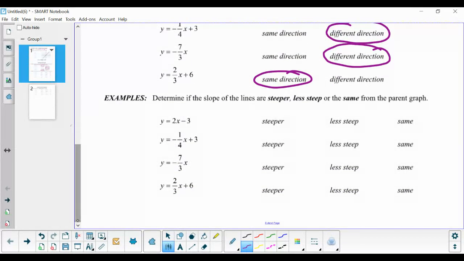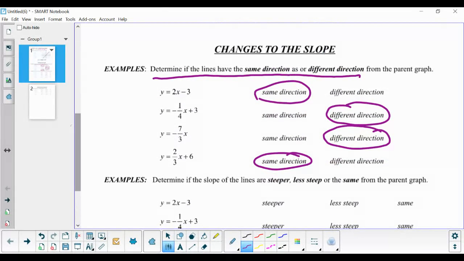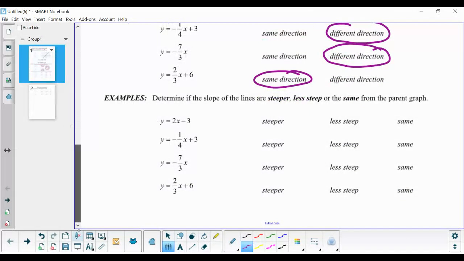Okay? Now that we've talked about the direction, so changing the sign of my slope changes the direction, let's talk about the steepness. The steepness of my slope is controlled by the slope itself, the value. So in my parent function, the slope is 1. If the slope of my new line is larger than 1, it's going to be steeper. If it's less than 1, it would be less steep. And if it was 1, it would be the same.